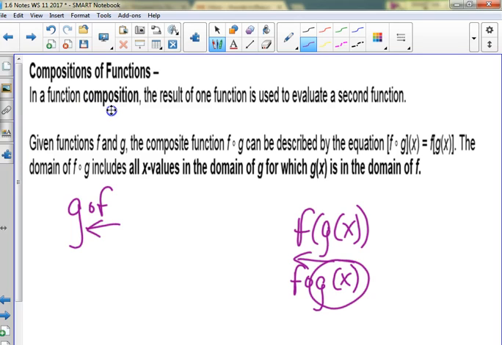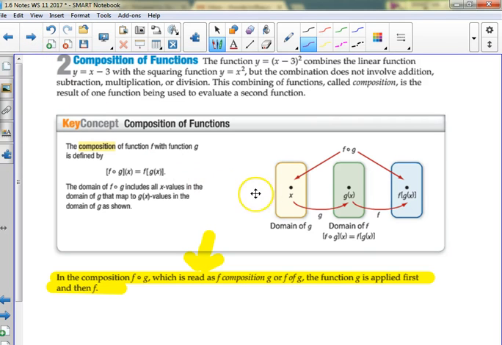So this is called a composition of functions. One is used to evaluate a second. Given f and g, f of g can be written like this or like this. The domain includes all x values in the domain of g for which g of x is in the domain of f. Oh, this hurts. I might have a slide explaining that better.